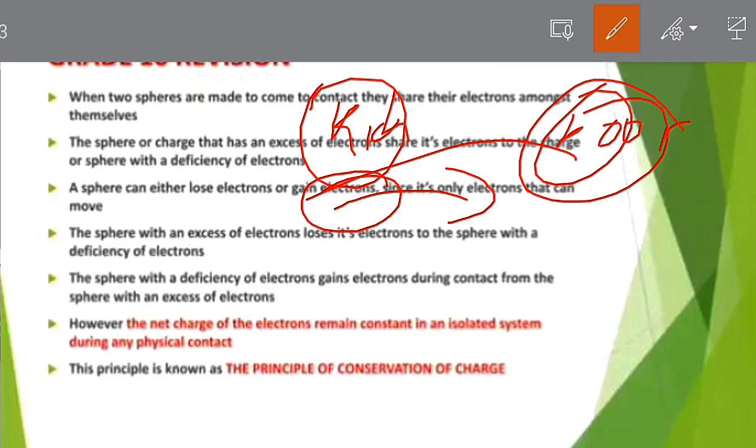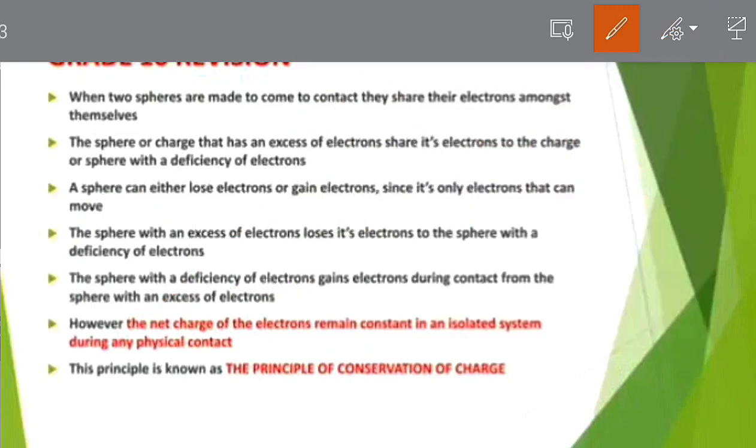However, the net charge of the electrons remains constant in an isolated system during any physical contact. That is to say, from initially to finally the number of charges will be conserved, right? So no charges will be lost during that physical contact. We say this principle is known as the principle of conservation of charge, which states that the net charge of the electrons will remain constant in an isolated system during any physical contact, right?